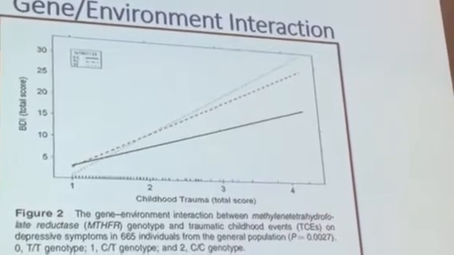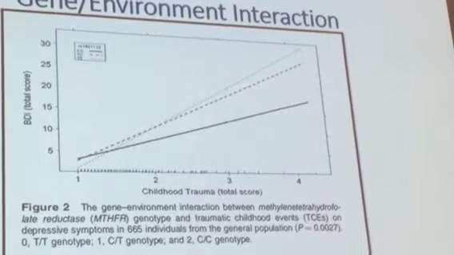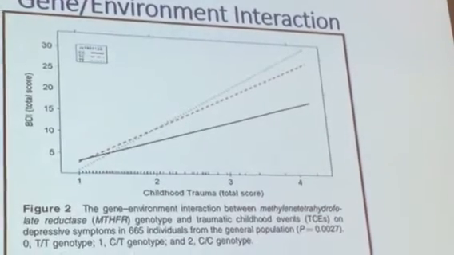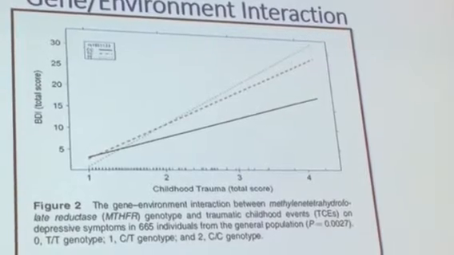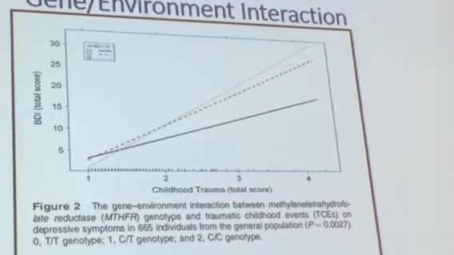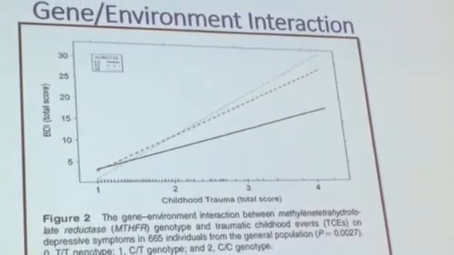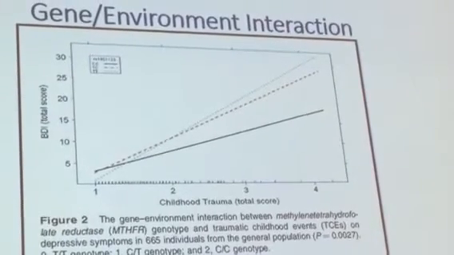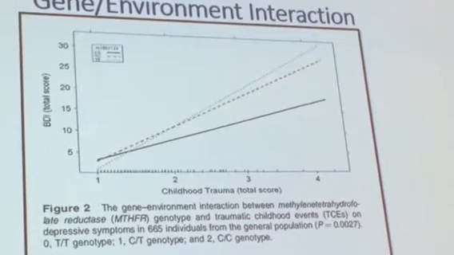So MTHFR is responsible for folic acid conversion. All the folate you get in your diet needs to be converted to methylfolate. The enzyme that does that is MTHFR. Now the value of methylfolate is it's the version that crosses the blood-brain barrier, and it helps produce catecholamines, norepinephrine, dopamine, serotonin. If you have dysfunction at MTHFR, you don't convert enough of your methylfolate, puts you at increased risk for depression, bipolar, and schizophrenia.